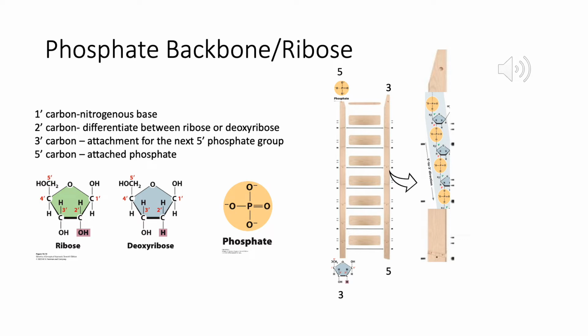The 3' carbon is the attachment site for the next 5' phosphate group, and the 5' carbon is the attachment site for the phosphate group. The phosphate backbone of DNA is like the railing of the staircase. Each strand has a 5' end and a 3' end. The 5' end has a free 5' phosphate, while the 3' end has a free hydroxy on the 3' carbon. The two DNA strands run anti-parallel. One goes from 5 to 3, and the other goes 3 to 5.